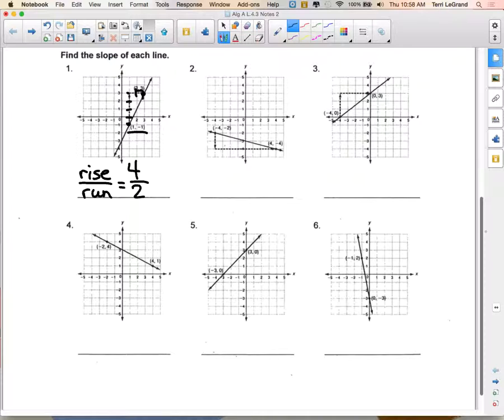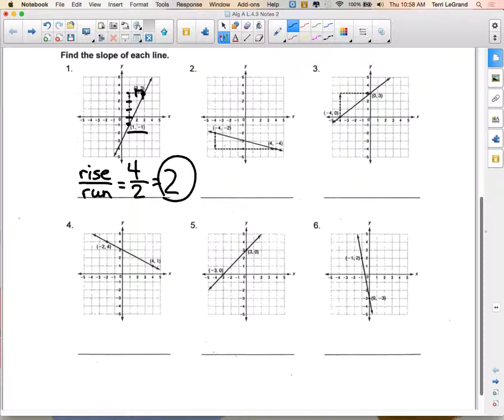Okay, now if the rise is 4 and the run is 2, were they both positive? Why were they both positive? Because they're going up and over to the right. Positive direction goes to the right of the number line. What does that simplify to? 2. We're going to say the slope of this one is 2.